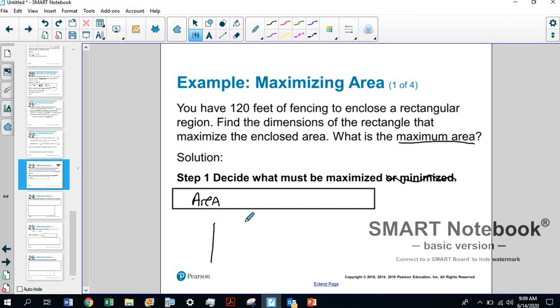Well, draw a picture. We've got a rectangular region. I don't know how long it is. I don't know how wide it is. So we'll call one side x and one side y. So the area is x times y. Okay, so this is our function, but it's got two variables in it, right? x and y. So the next step is to figure out how to get rid of one of those variables.